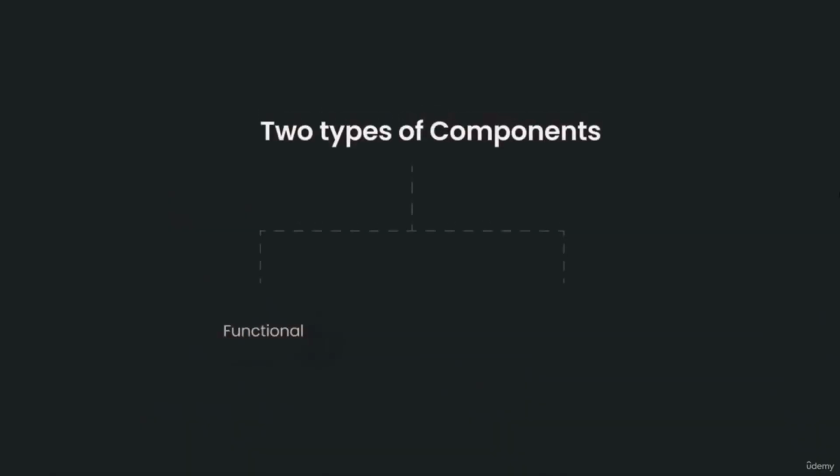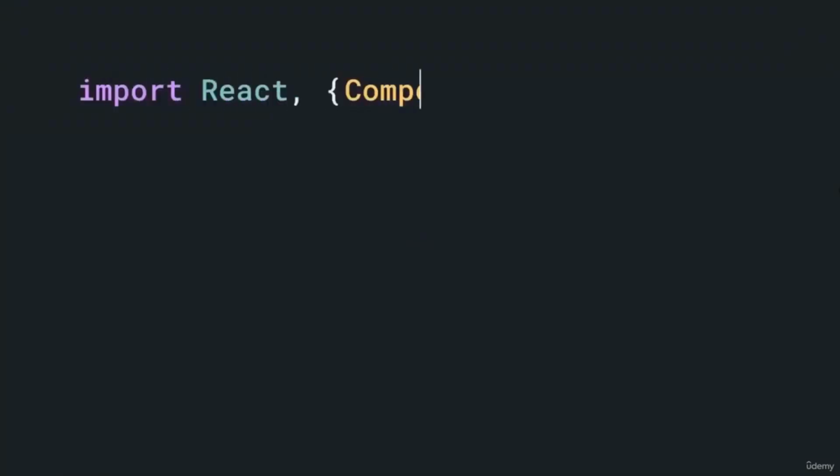There are two types of components: functional components and class-based components. Let's see how a standard class component looks like. Firstly, we import React and the Component class from React.